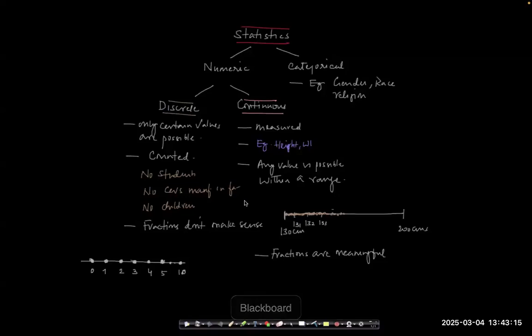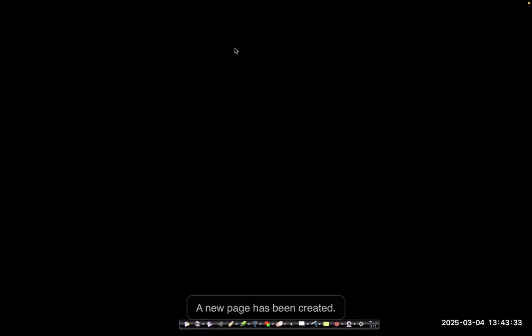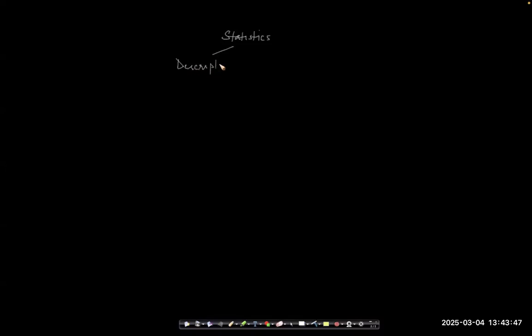So why is this important? When we are doing analysis, we will select what kind of analysis we want to do depending upon whether we are working with discrete data or continuous data, right? So this is how data is looked at. Now coming to statistics itself, we'll be talking about two types of statistics: descriptive statistics and inferential statistics.